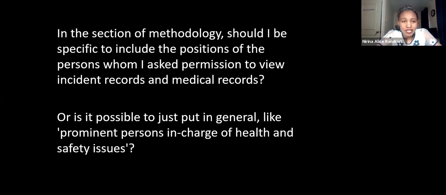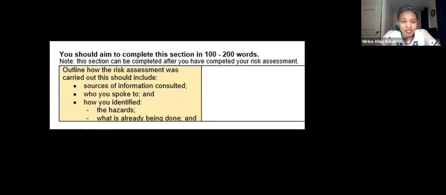Okay, next question in the section of methodology. Should I be specific to include the positions of the persons whom I ask permission to view incident records and medical records? Or is it possible to just put in general, like prominent persons in charge of health and safety issues? No, you don't need to put specific position for this one. We are talking about this section, by the way. This is the risk assessment methodology. What is required here is source of information consulted.